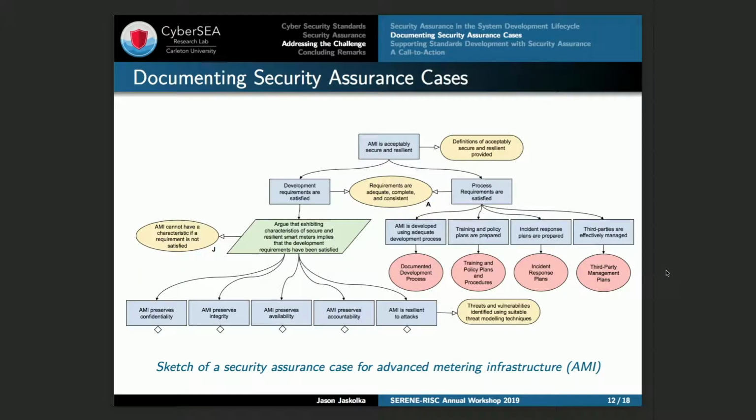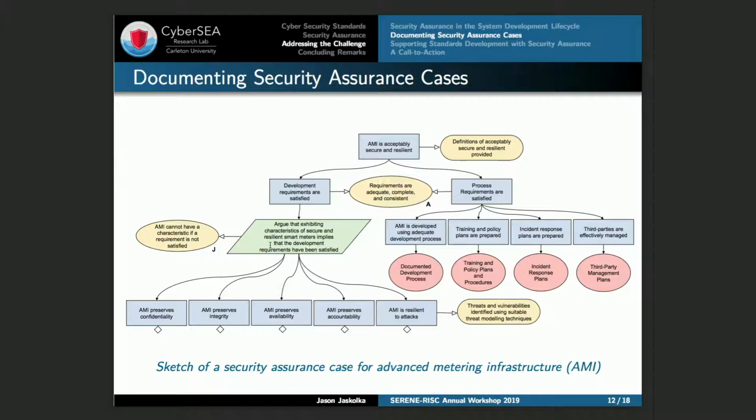So as a concrete example of this, we can document our security assurance cases using, in this case, goal structuring notation. It's simply a notation for presenting our argument. So the blue rectangles represent the goals and sub-goals of our system. The yellow here provides some context to what we're actually talking about. The green parallelogram here represents a strategy for why you are able to justify and support that high-level claim, given all of the sub-claims being satisfied.